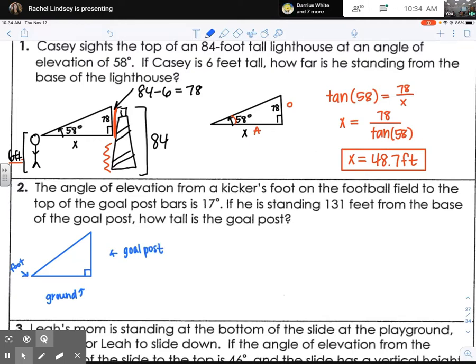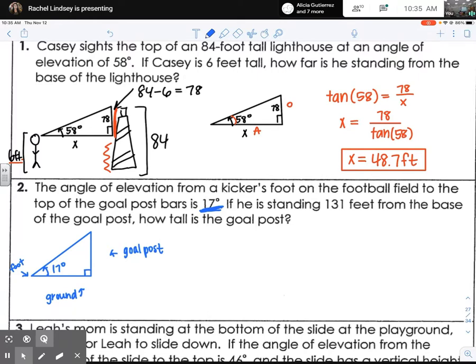So now I'm just going to label with what they gave us. So there's my basic picture. Just going to label it with the information they gave us. They gave us 17 degrees, and it says from the foot on the football field to the top of the goalpost. That would be this angle right here, 17 degrees.